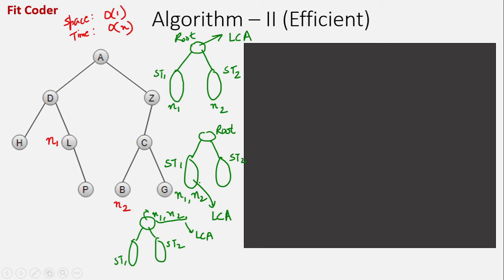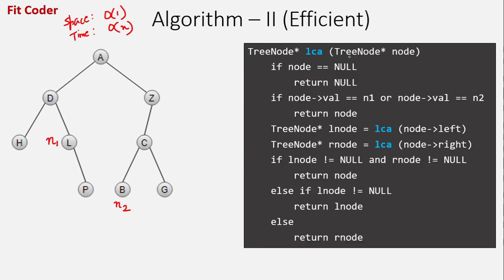Let's have a look at the pseudocode. The first call to this function will be for the root of the tree. So here the node is A. We check if it is null. Then we check if the value of the node is equal to n1 or n2. n1 is L, n2 is B. So these do not match. So we come here. Now we call the LCA function again for the left of A. The left of A is D. So for A, the L node is LCA of D. Now the node is D. We check if D is equal to n1 or n2.